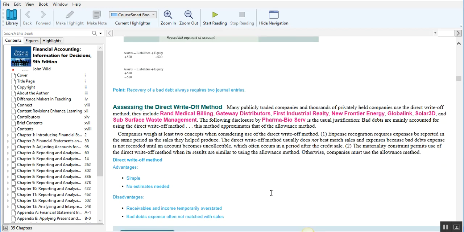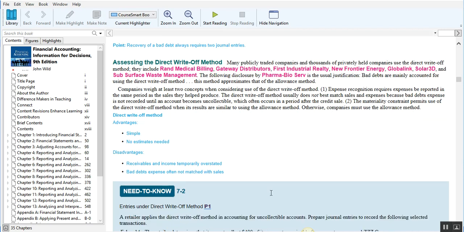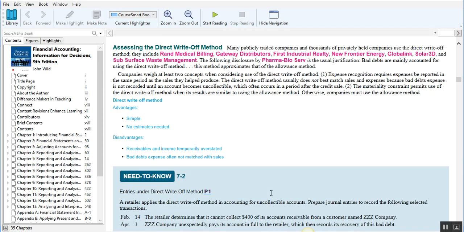So when we go to the direct write-off method, the advantages of it are really it's quite simple to use. It's not really time consuming. You just basically do it when you need to. The disadvantage is that there may be some overstatement in receivables and the income that you're reporting, and that bad debts might not really be matched well with the sales that are related to those bad debts.